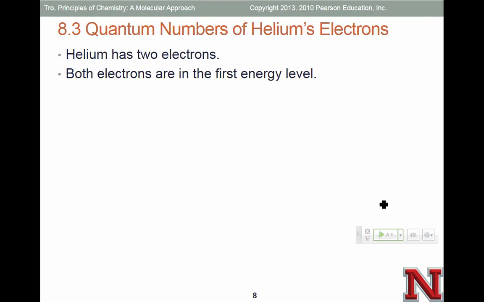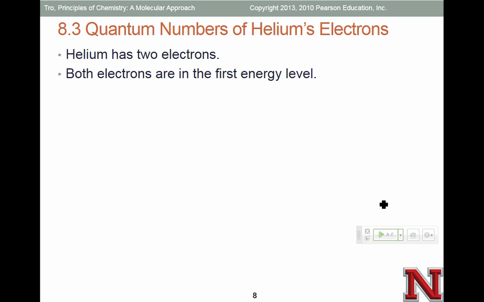So let's look at helium. Helium, there it is on the periodic table. It is number 2, and it has a molar mass of 4. And it's one of our noble gases. So helium has 2 total electrons, and we know that because its atomic number is 2.